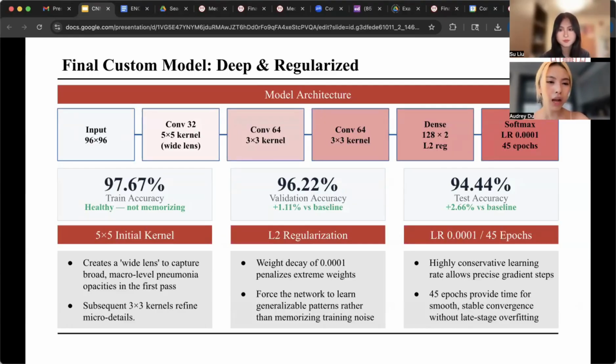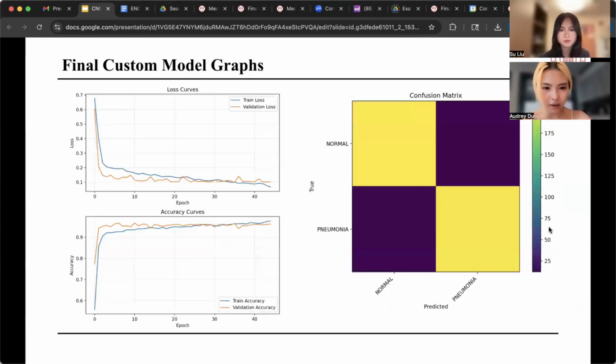The result is really promising. Test accuracy improved to 94.44%, with a much healthier train validation gap. Now let's see some graphs for the final custom model.